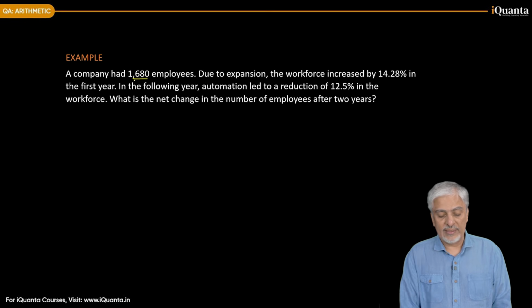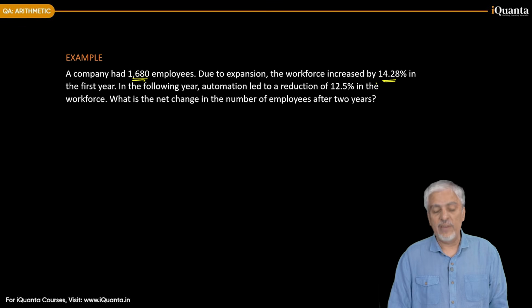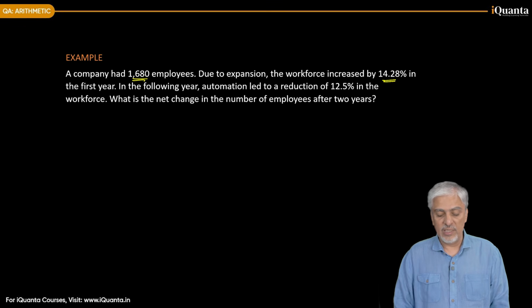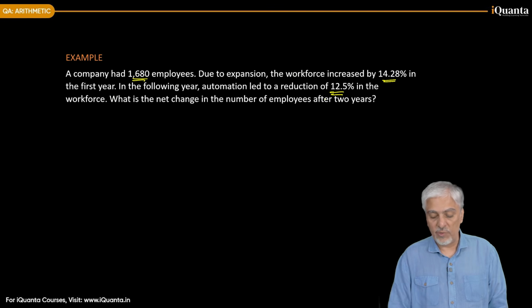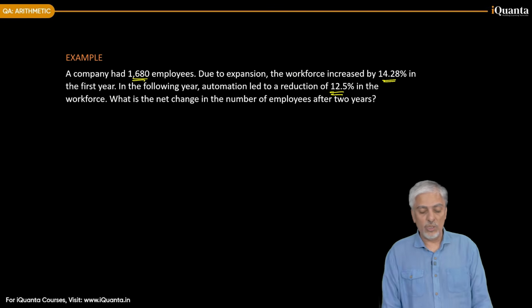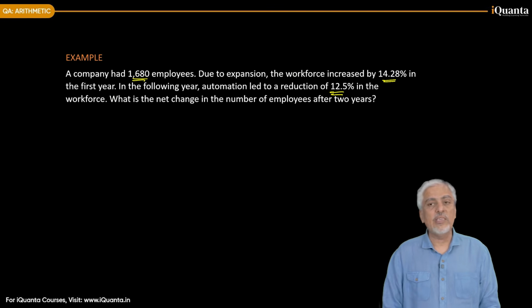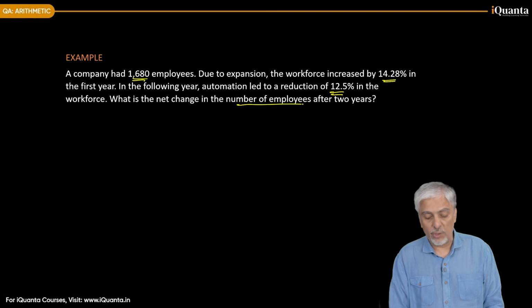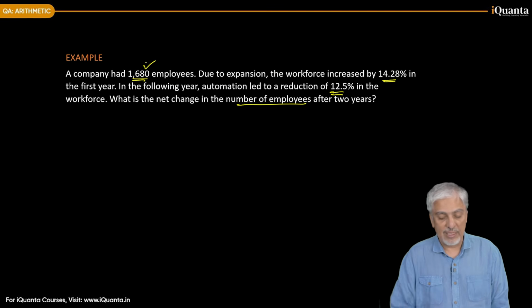A company had 1680 employees. Due to expansion, the workforce increased by 14.28% in the first year. In the following year, automation led to a reduction of 12.5% in the workforce. What is the net change in number of employees after 2 years? They've asked for number of employees. That means real number. That means this number becomes important.